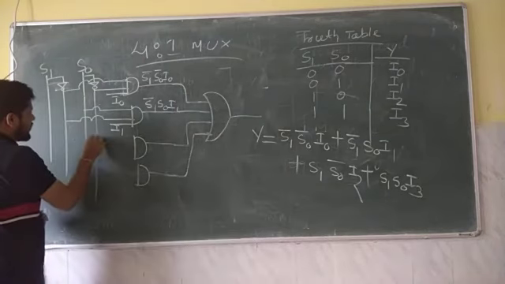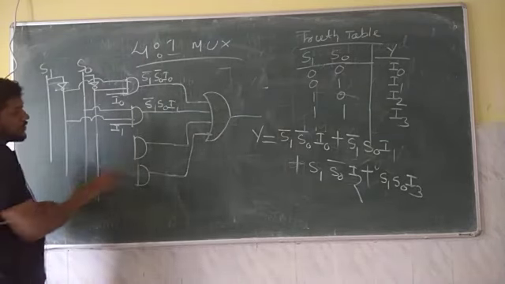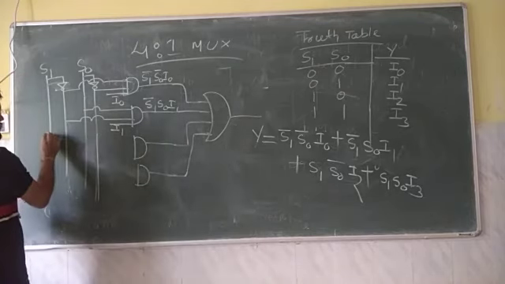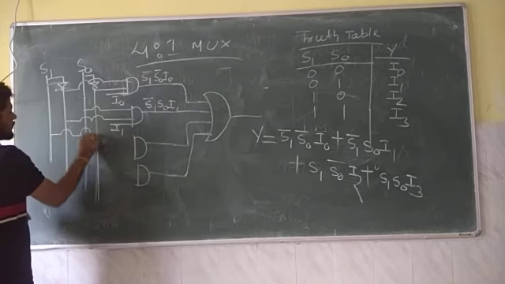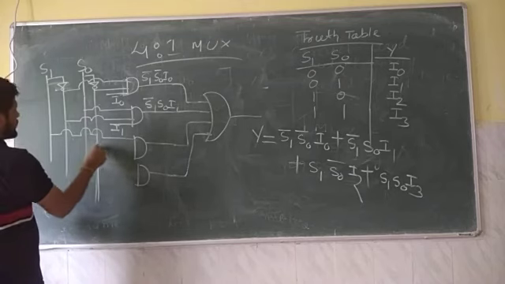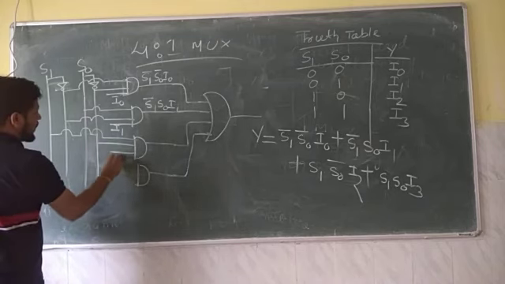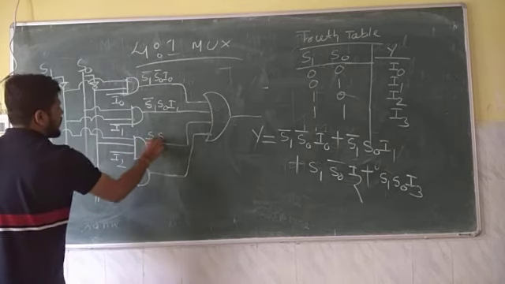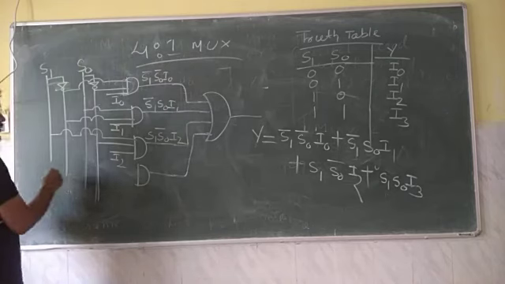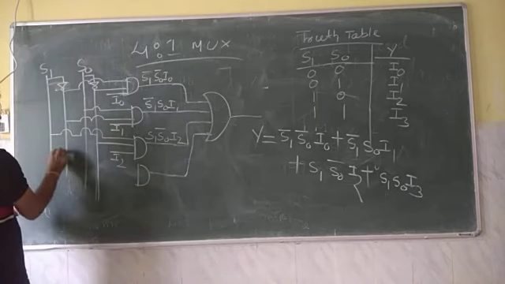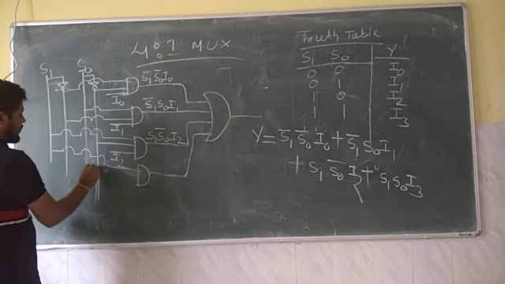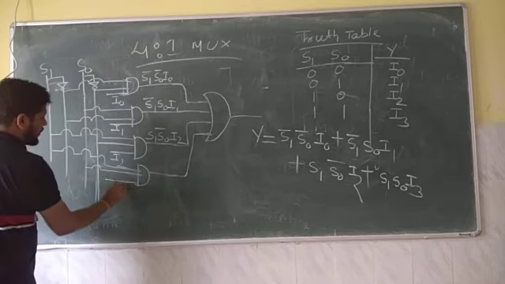So next is your S1, S0 bar, I2. So S1, then we have S0 bar, then we have I2. S1, S0 bar, I2. Then we have S1, S0 and I3. So S1, S0 and I3.